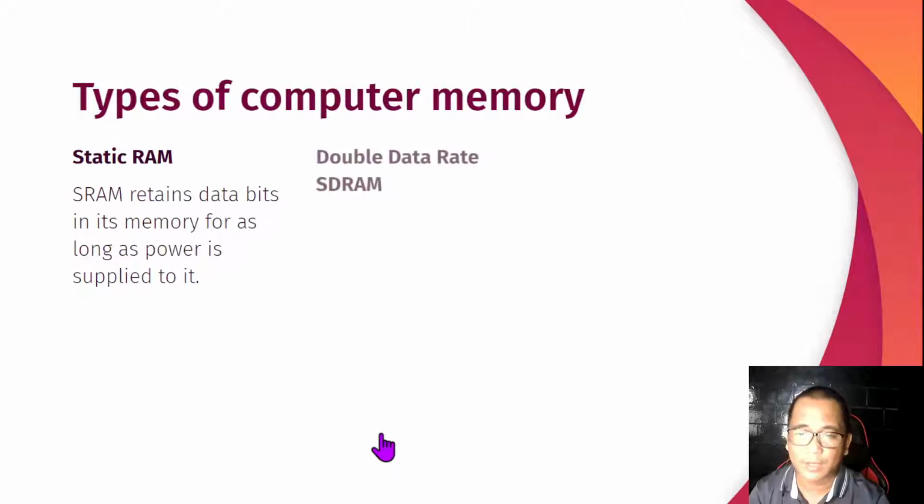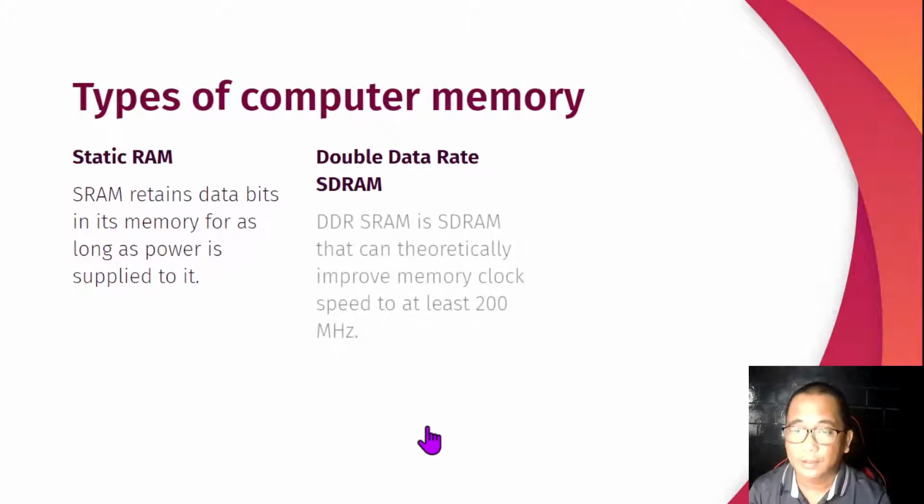Okay, the next one is what we call the double data rate. So the double data rate or SDRAM. When we say double data rate or SDRAM, this can be theoretically improved in memory clock speed to at least 200 megahertz.